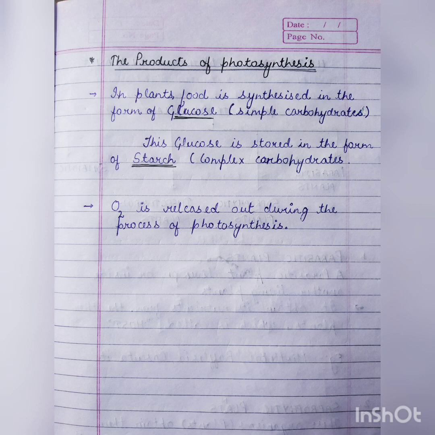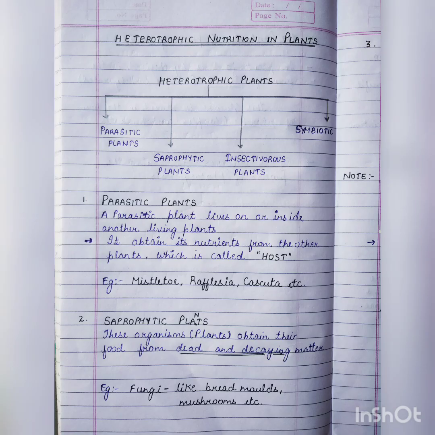The first product of photosynthesis is glucose, which is a simple carbohydrate. This is quickly converted into starch, which is the storage product of photosynthesis. At the same time, during this process of photosynthesis, oxygen gas is liberated out. So write down the products of photosynthesis in your fair notebook. Then next, start with heterotrophic mode of nutrition in plants.